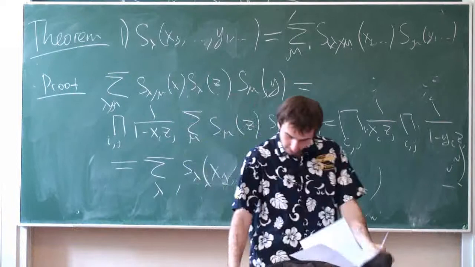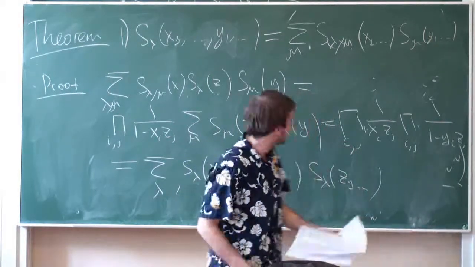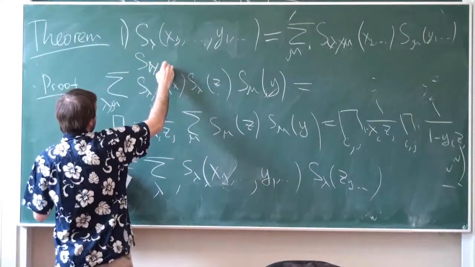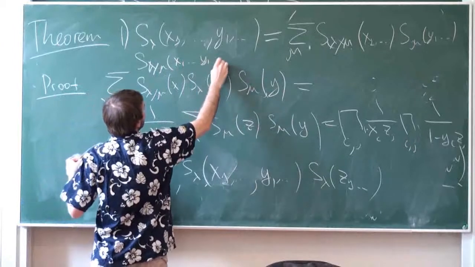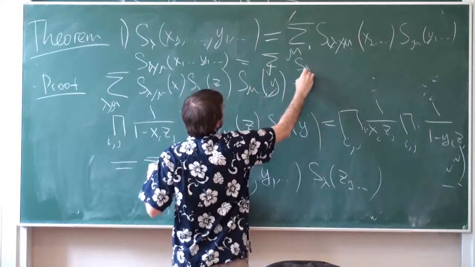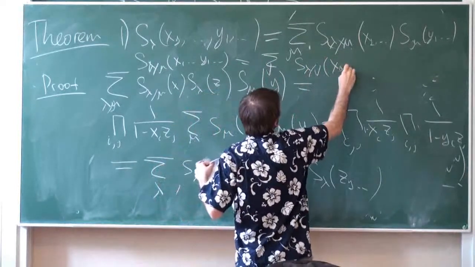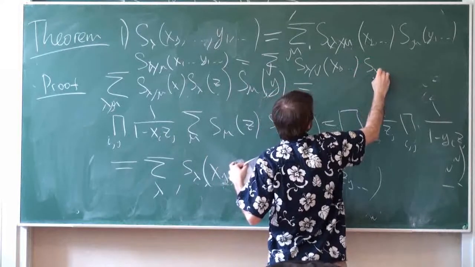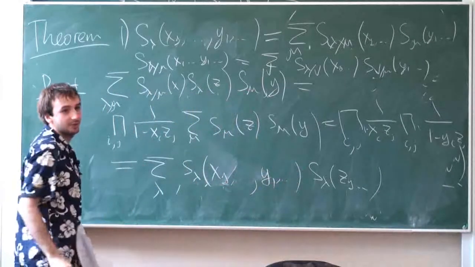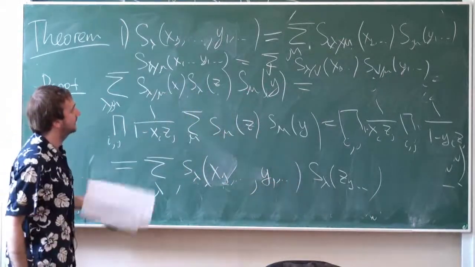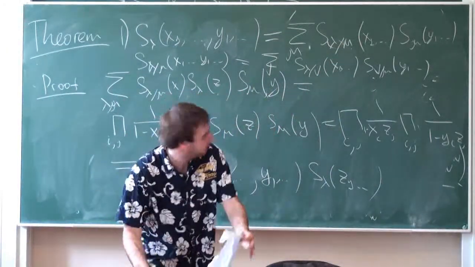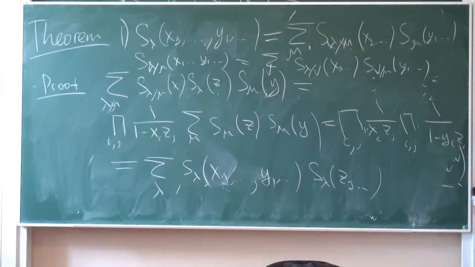And this identity can be further generalized to the skew polynomials, saying that s lambda over mu is equal to the sum over all nu of s lambda over nu in x's times s nu over mu in y's. So this generalization is proved pretty much in the same way. So let's stay with the first identity. Now this identity allows us to give a very important formula.